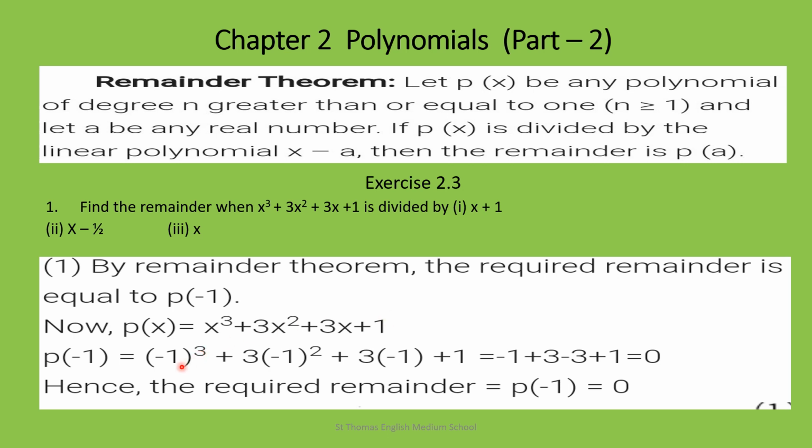So you will have minus 1 cube plus 3 multiplied by minus 1 square plus 3 multiplied by minus 1 plus 1. That is equal to minus 1 cube is minus 1, plus 3 multiplied by minus 1 square. That is 3 multiplied by 1, that is 3, plus 3 multiplied by minus 1, that is minus 3, then plus 1. So you are getting the answer as 0. Therefore, the required remainder is p of minus 1, that is equal to 0.